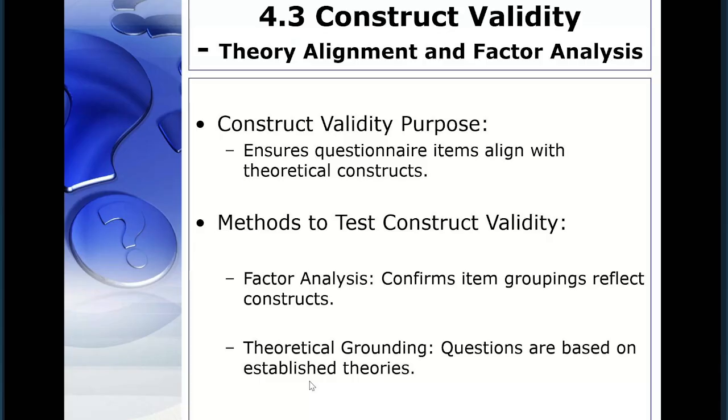Factor analysis is a common method to test construct validity, as it groups items based on correlations, confirming they measure the same construct. Theoretical grounding supports construct validity by aligning questions with established theories. For instance, satisfaction should be measured in alignment with frameworks of consumer satisfaction. High construct validity indicates that questionnaire items measure the intended theoretical dimensions consistently.